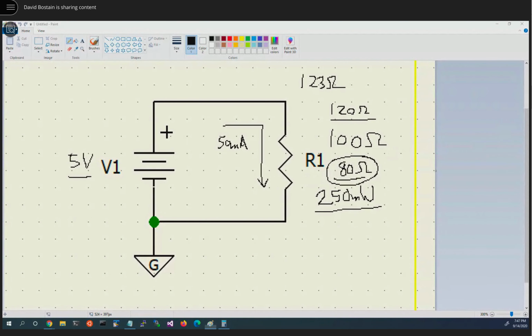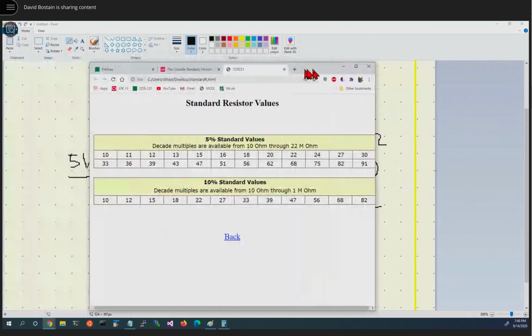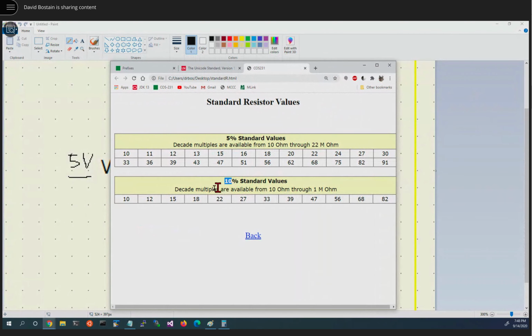Actually, let's do it this way. There it is. Okay. If we get a 10% resistor, the first two digits can only be those. So if we're buying 123, we're stuck with a 120. Notice all of these are at decade multiples, meaning there's a 10, there's a 100, there's a 1,000, which is a 1K, there's a 10K, there's a 100K, there's a 1 meg. Actually, it only goes up to 1 meg. We have some extra values if we'll go and pay more for a 5%.